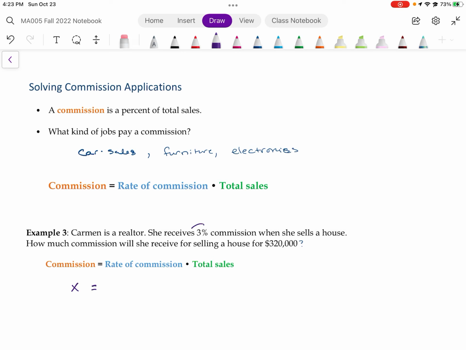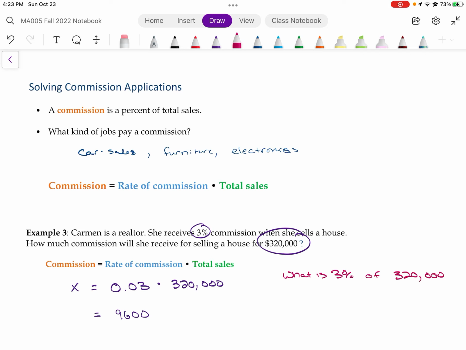The rate of commission is 3%, so 0.03. And the total sales is 320,000. So 0.03 times 320,000. All we have to do is put that in the calculator, and we get $9,600.